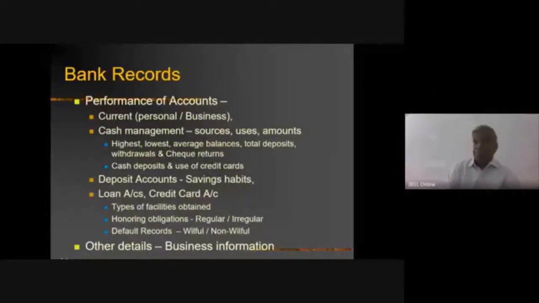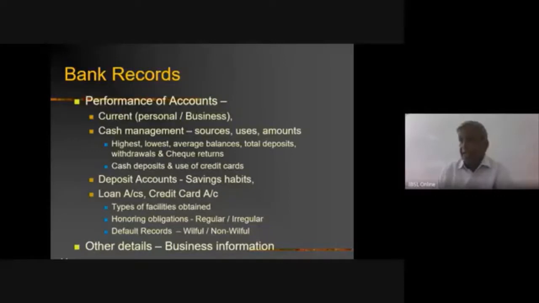Then the bank records. In the case of individuals or joint borrowers or business customers, the bank records with you show how this customer is performing with you. You can analyze the performance of accounts, how the customer performs his accounts. It can be a current account, personal or business. So there you can find out their cash management, by going through the current accounts of the customers or applicants, whether individual, joint or business customers.